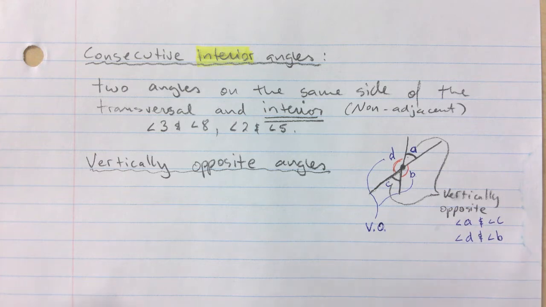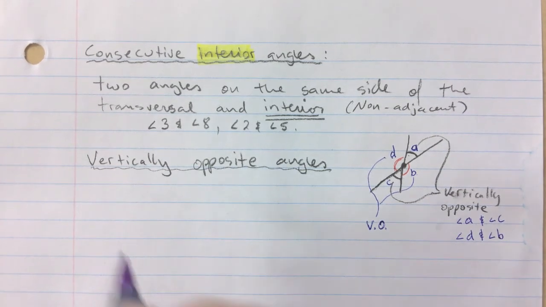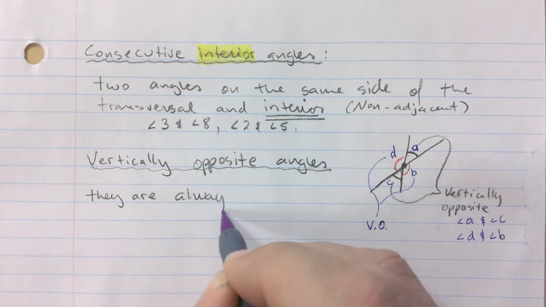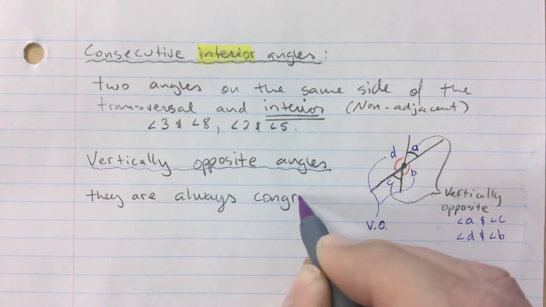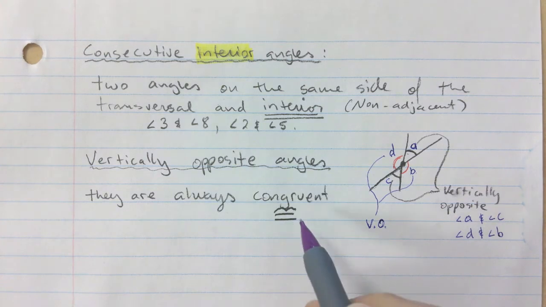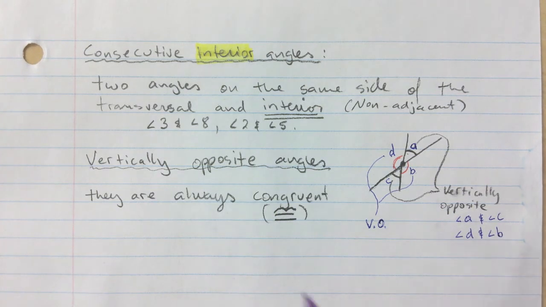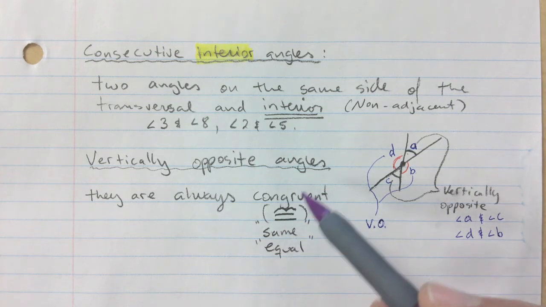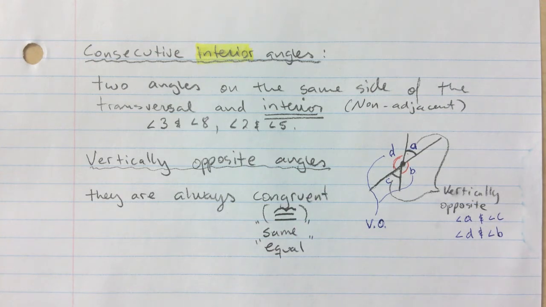I will tell you a fact about vertically opposite angles. They are always congruent. What does congruent mean? This is the symbol for congruency, and that means the same, equal. Congruent is the same as equal. It's the same thing. It's kind of like solving a quadratic, roots, x-intercepts, same thing.